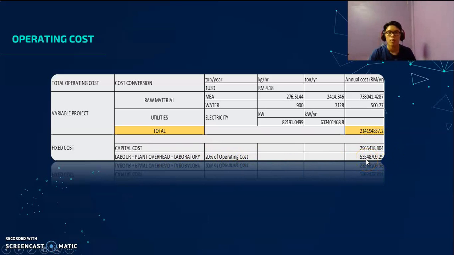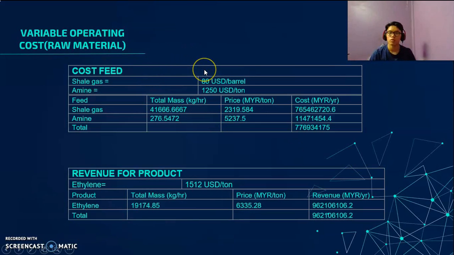553 million. Okay, so variable operating cost, raw material. For raw material we got amine and also our feed, shale gas. So this is the feed cost, which is amine at 1,250 USD per ton, shale gas at 80 USD per barrel. And this amine and shale gas cost is really big here, as you can see, the total mass and the cost here per year. This is all per year.